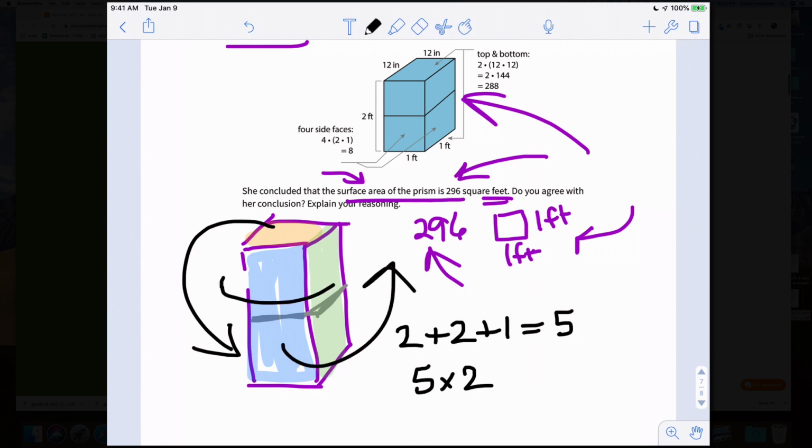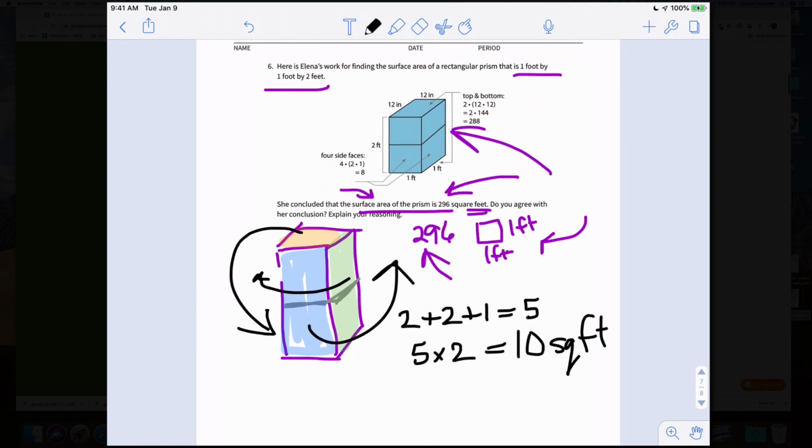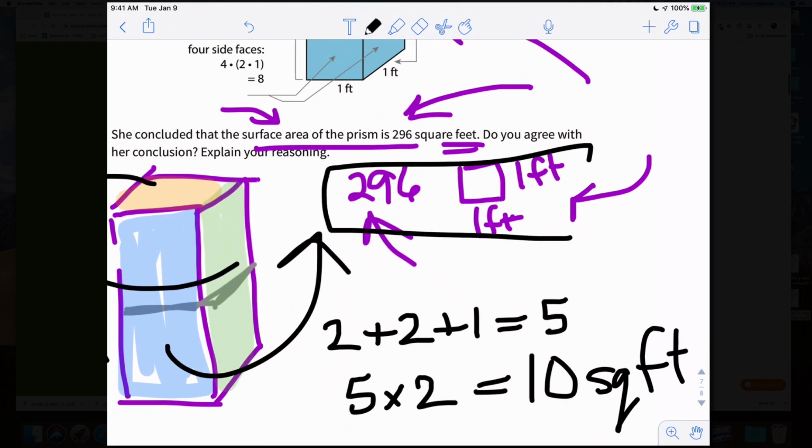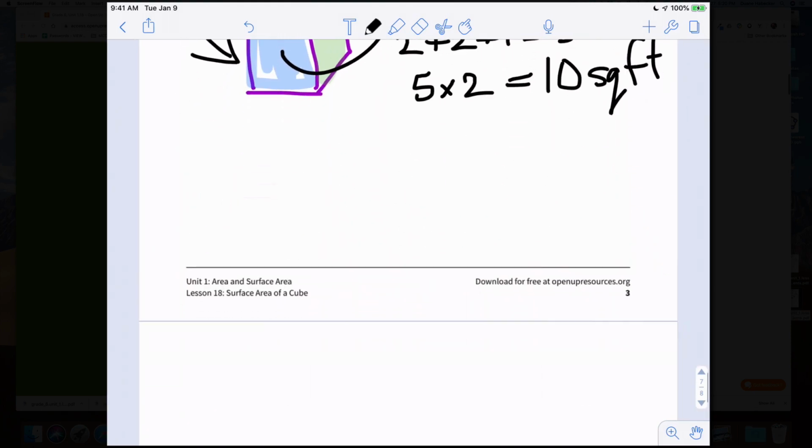But then remember, you have to do 5 times 2, because each face has a partner. The green has a partner on the other side, the blue has a partner, everybody has a partner. So 5 times 2 is 10 square feet. So really, the surface area of that prism is 10 square feet. Nothing even remotely close to 296.